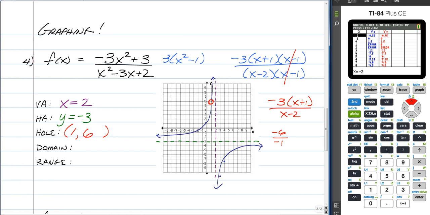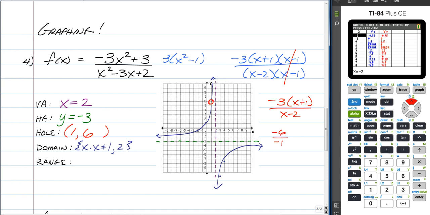Okay, so now let's talk about domain and range. Domain is x cannot equal any x coordinates of our hole, like we talked about in the previous video, but it also cannot equal the vertical asymptote either. Remember, that pops up as an error. So that's your domain. X can be anything except for those two.